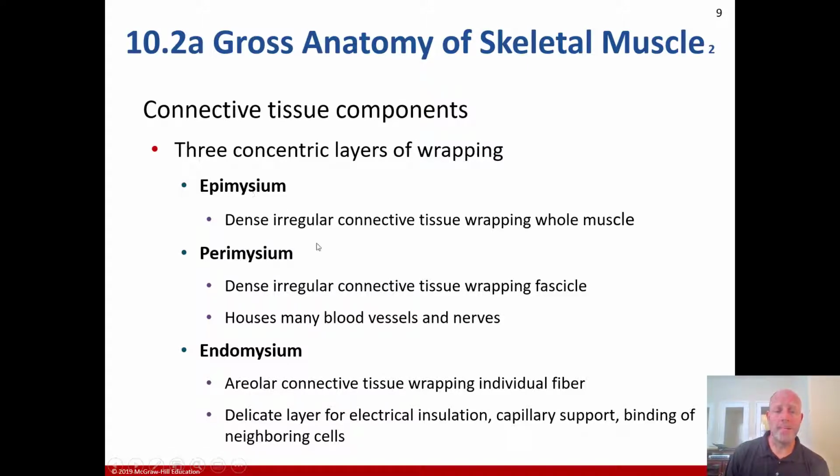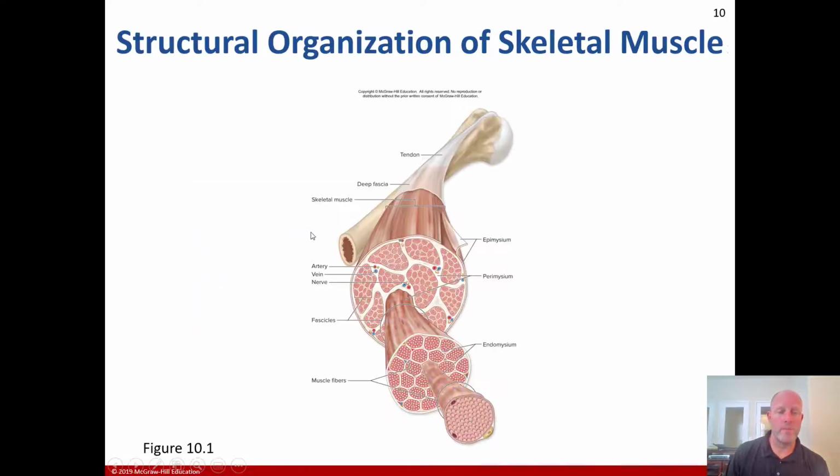The epimysium is the dense, irregular connective tissue wrapping the whole muscle. Then going deeper, from superficial to deep, the perimysium is the dense, irregular connective tissue wrapping the fascicle. It houses many blood vessels and nerves. And then we have the endomysium, which is areolar connective tissue wrapping individual fibers, a delicate layer for electrical insulation, capillary support, and the binding of neighboring cells, the innermost layer.